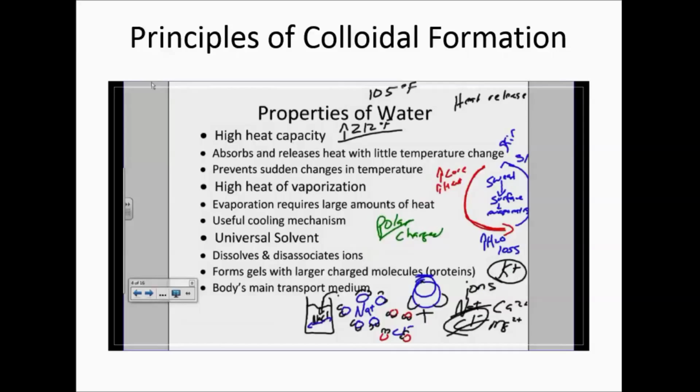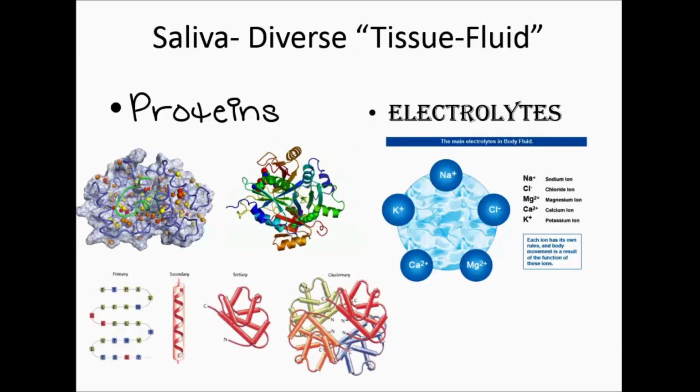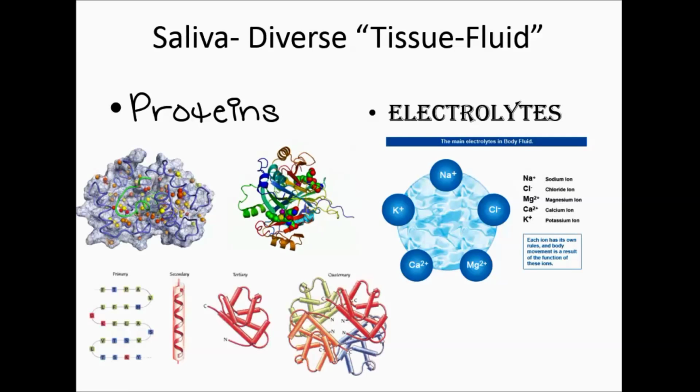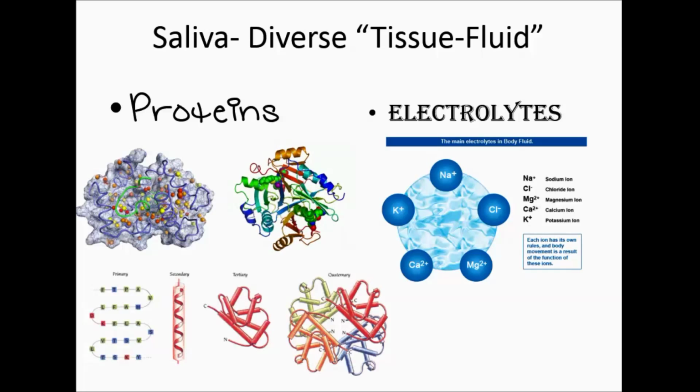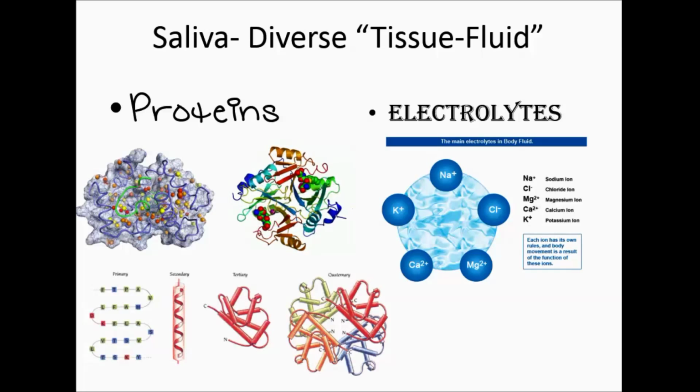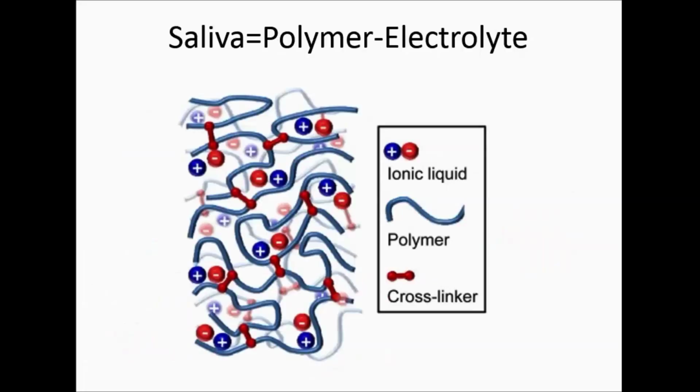So a couple of questions after viewing this video would be, is saliva a connective tissue? We can see that saliva is a diverse tissue fluid. It's composed of proteins and electrolytes, all of which have a specific function within our body. This is a representation of what proteins and electrolytes look like when they're put together, like in saliva. You have an ionic liquid, polymer, and a cross-linker at times.